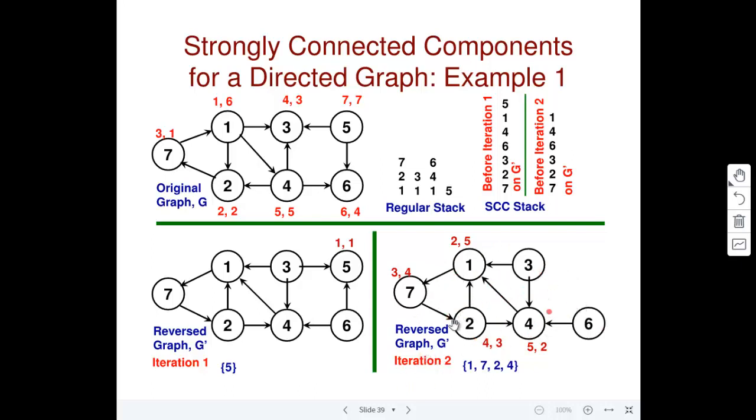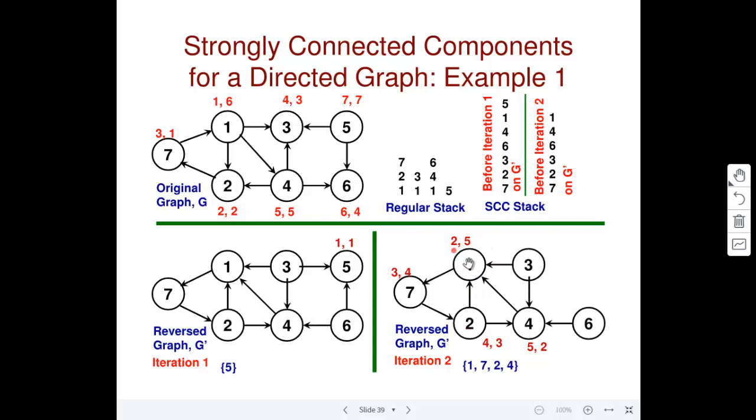Now on this new reverse graph, run depth first search again. From which vertex? Look at which vertex is now on the top of the SCC stack after the first iteration. So this is now on the top of the SCC stack, vertex 1. So start from vertex 1. You could continue the push and pop order. So you are going to push vertex 1 to the regular stack you're using for just doing depth first search.